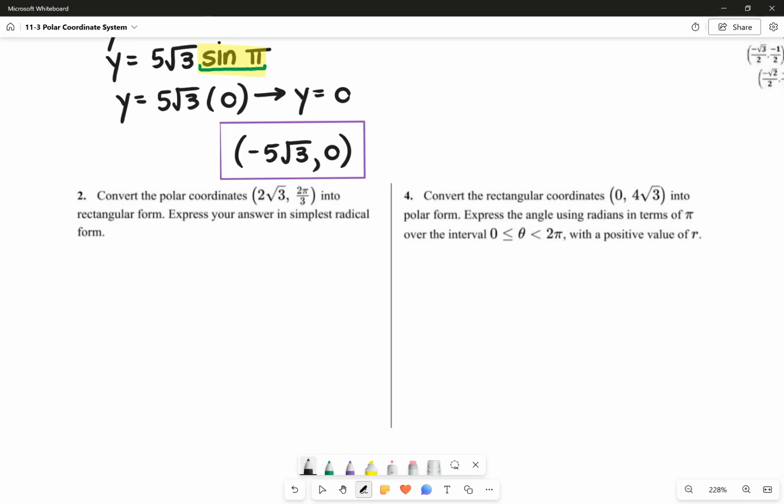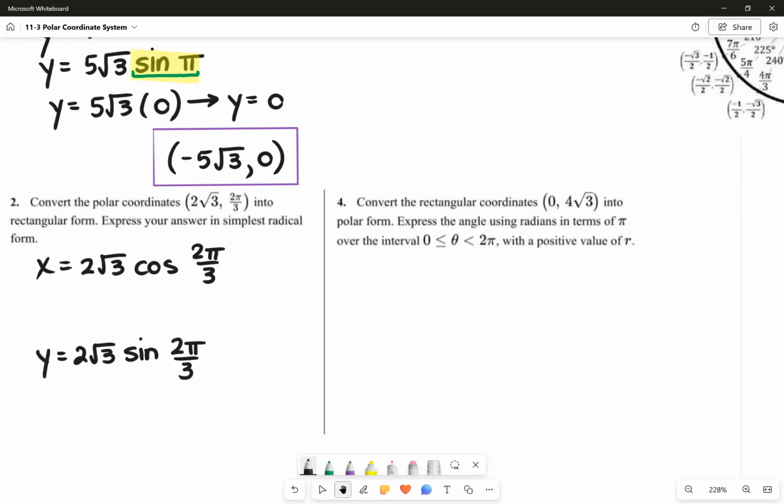All right, here we go. Let's go straight into it. X is just going to be your r times your cosine of 2 pi over 3. I'm going to leave a little space here. My y is going to be 2 square root of 3 sine of 2 pi over 3.